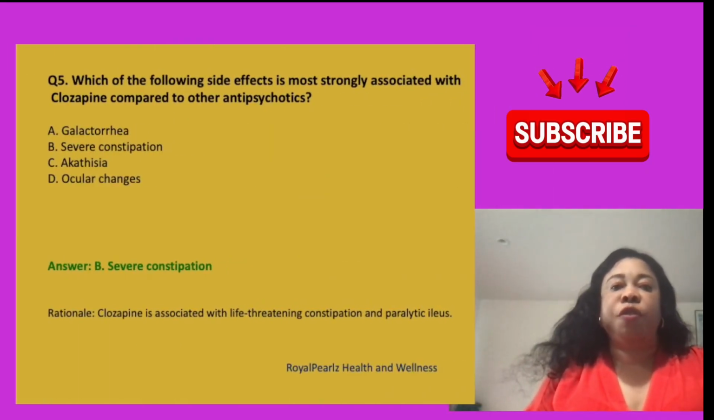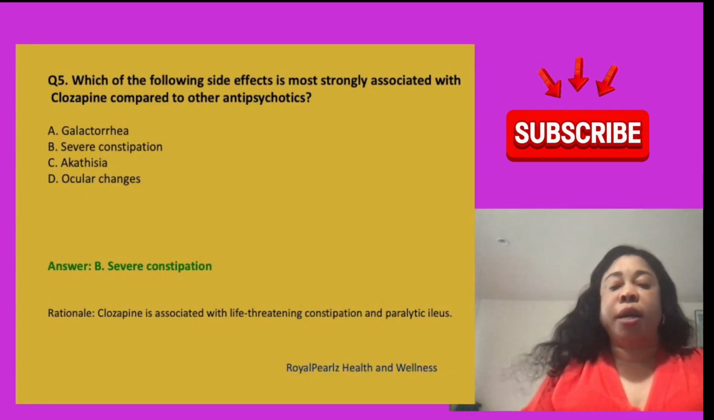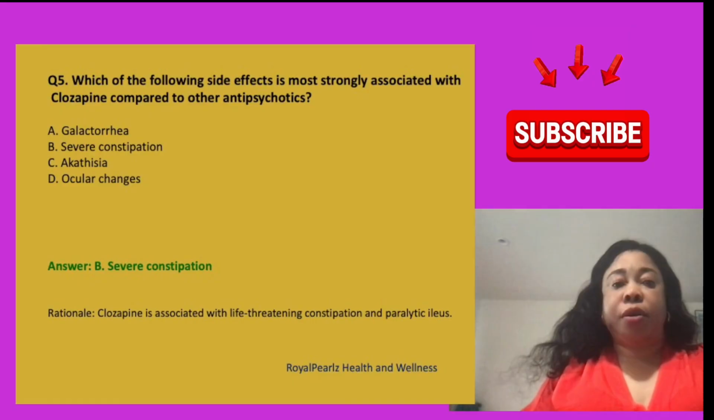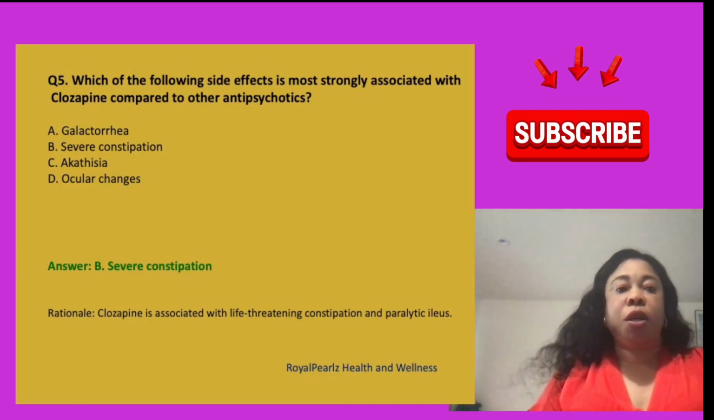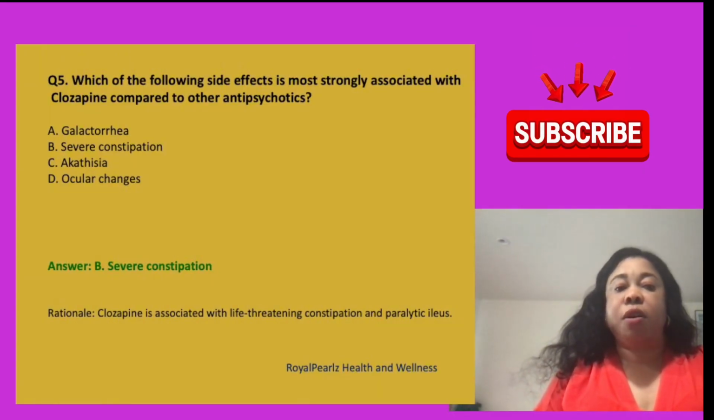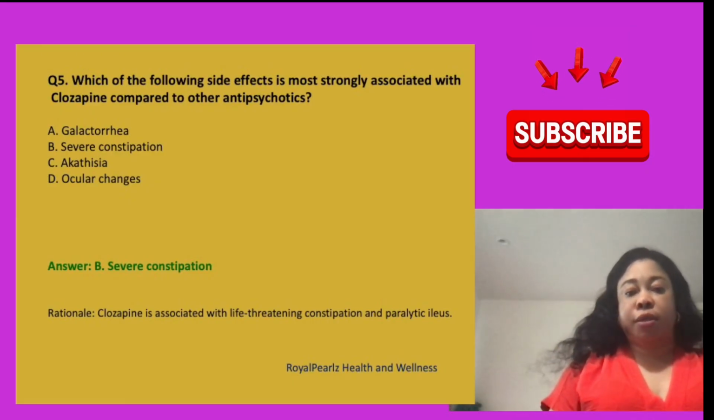Number 5 says, which of the following side effects is most strongly associated with clozapine compared to other antipsychotics? A says galactorrhea, B, severe constipation, C, akathisia, and D, ocular changes. If you look at our answer, it says severe constipation. Clozapine is associated with life-threatening constipation and paralytic ileus. You need to remember this.